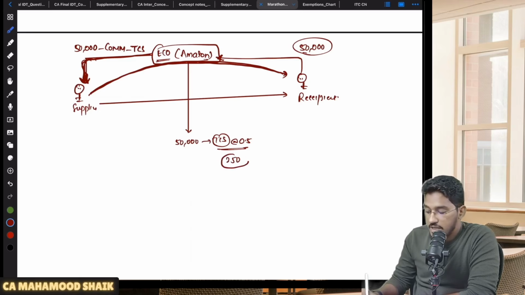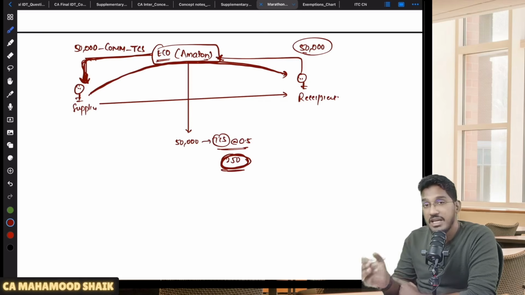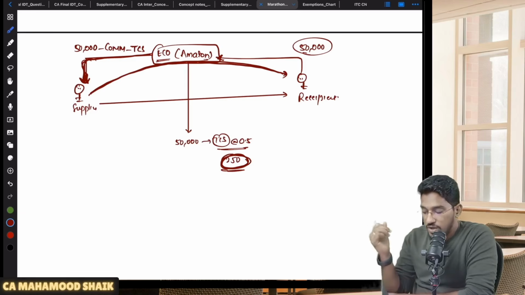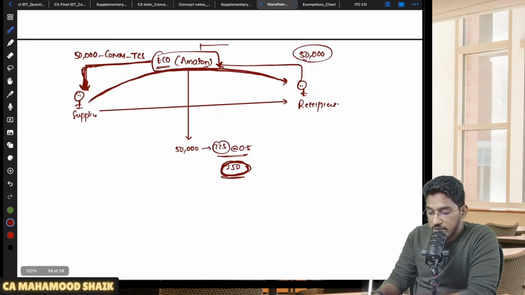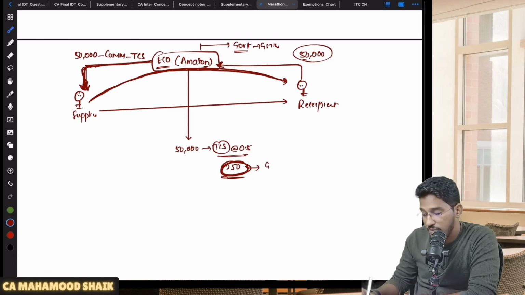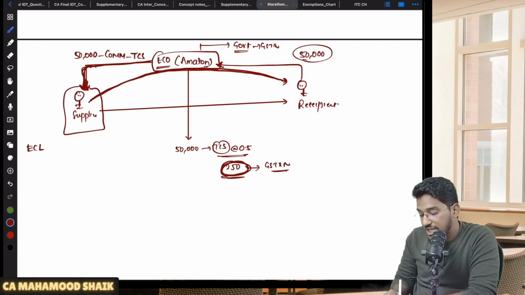So what will this e-commerce operator do with that TCS amount? He has collected TCS under section number 52, and only the balance he is remitting to the supplier. What will he do with that amount of TCS? Can he enjoy that money? No, he can't enjoy that money. That amount is required to be deposited with the government, against the GSTIN number of the supplier. This 250 will be deposited by the e-commerce operator against the GSTIN number of the supplier. Now, what will the supplier do? The supplier can take that credit in his electronic cash ledger.